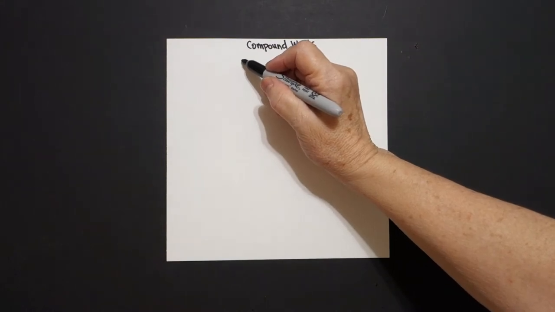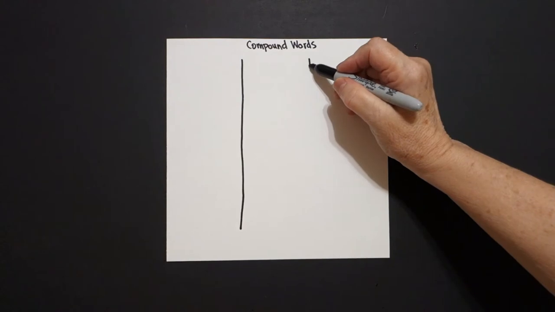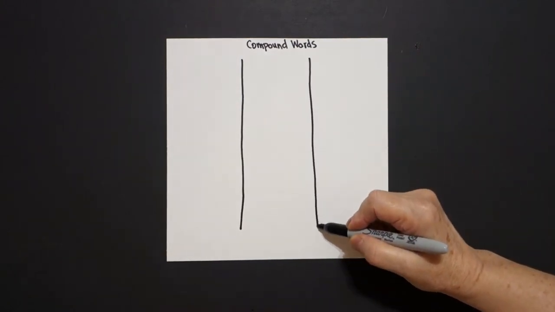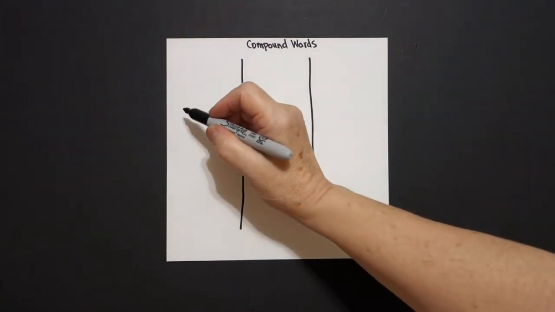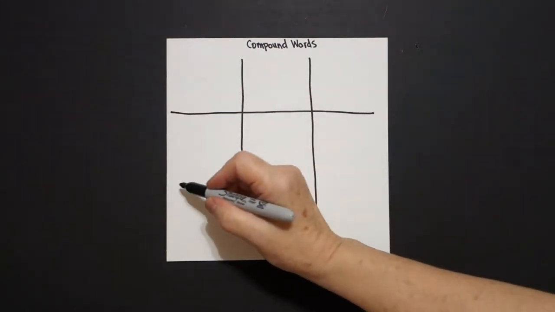First, we're going to divide up our space with a tic-tac-toe graph. So put two straight lines going down. Now we're going to cross them, two straight lines going across.